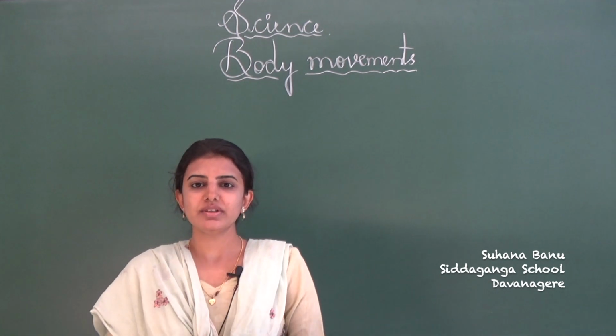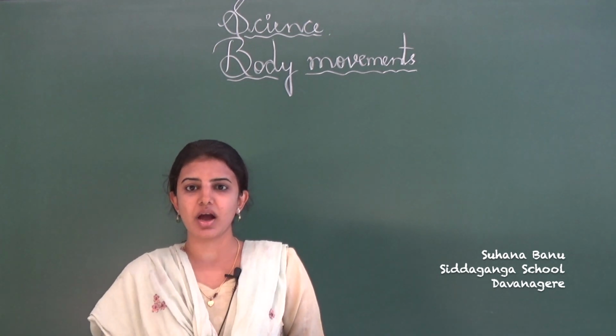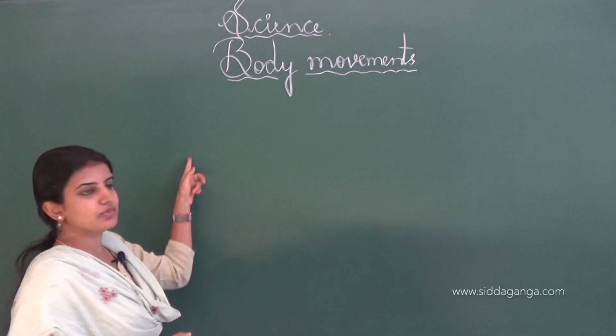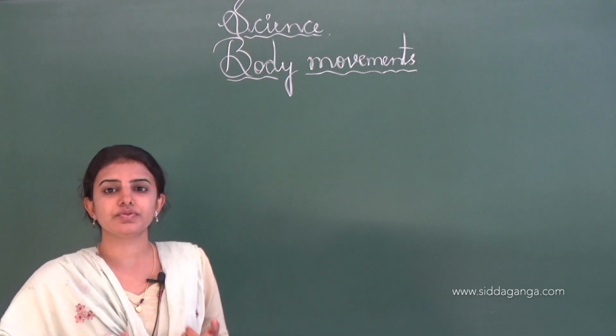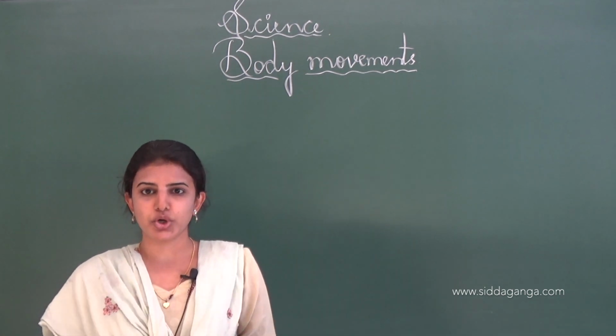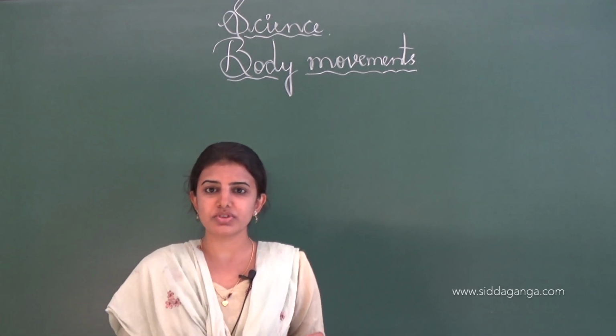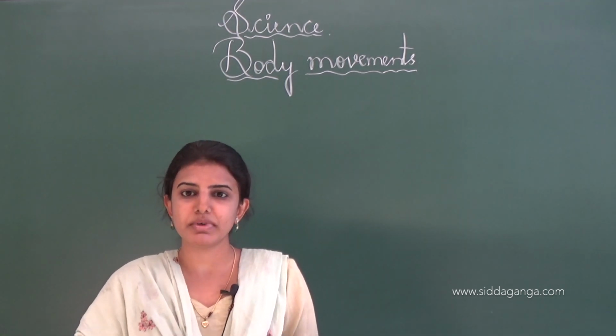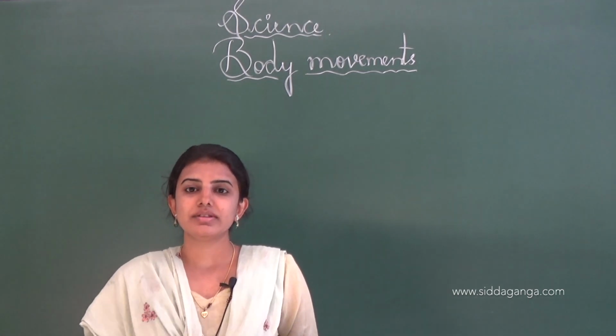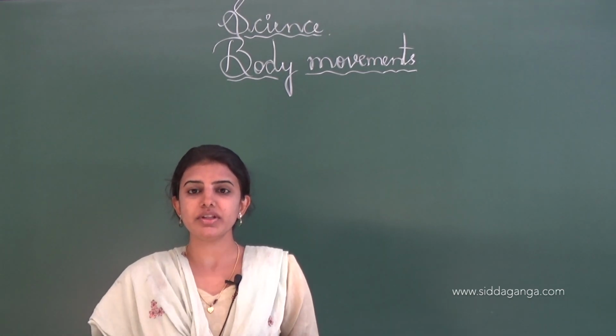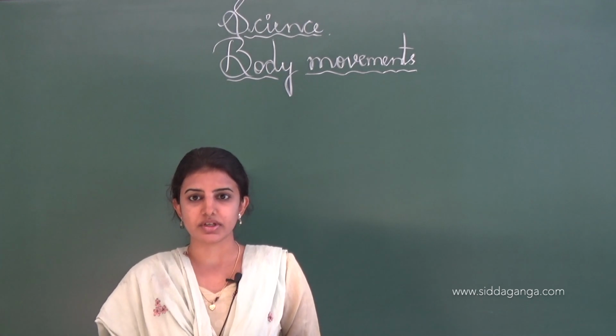Hello my dear students, we have been discussing the chapter body movements. In the previous class we learned about the joints. Joints are those places where two or more bones meet at a particular place, and we call it a joint. There are different types of joints present in our body.